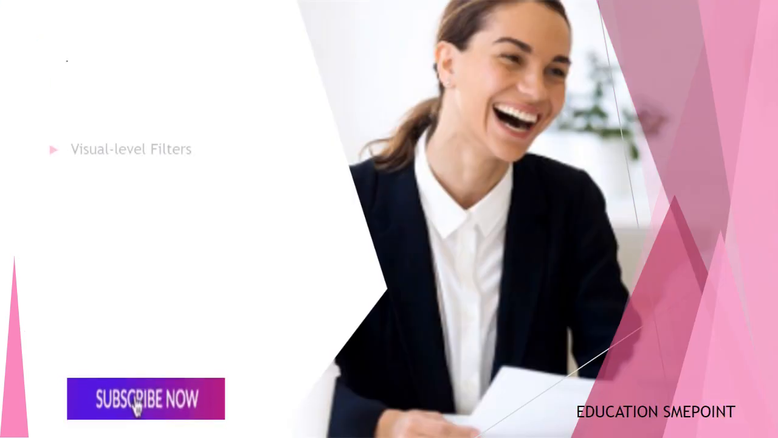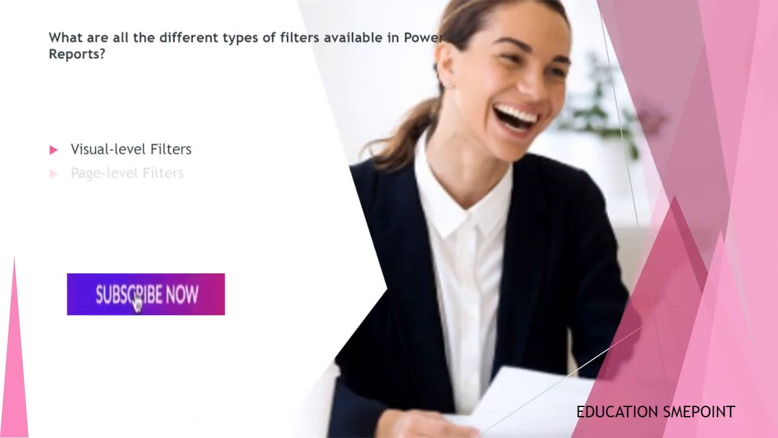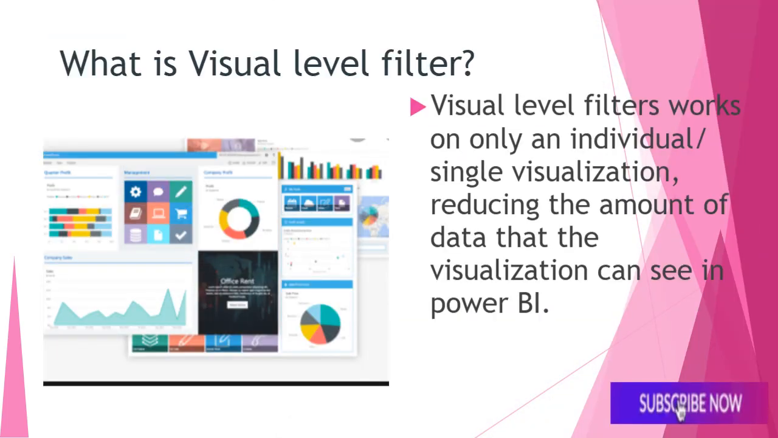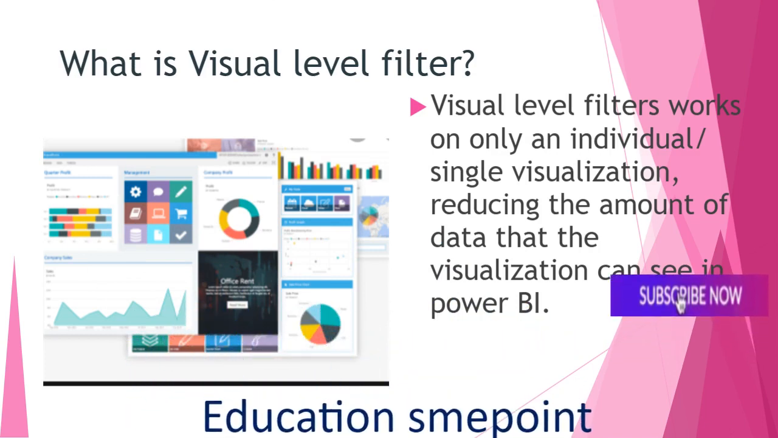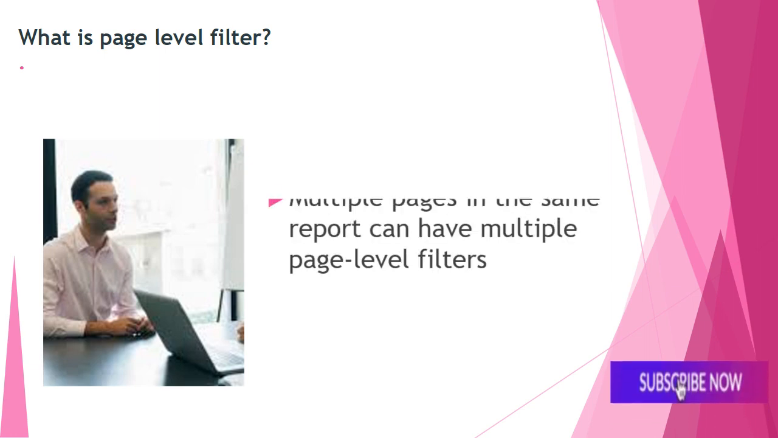What are all the different types of filters available in Power BI reports? Visual level filters, page level filters, report level filters. What is visual level filter? Visual level filters work on only an individual/single visualization, reducing the amount of data that the visualization can see in Power BI. What is page level filter?